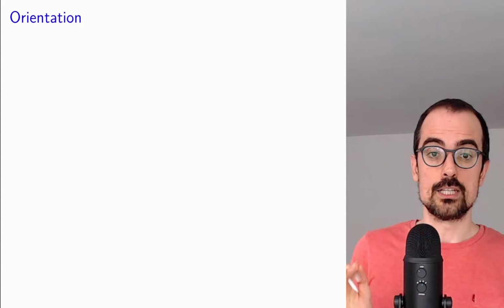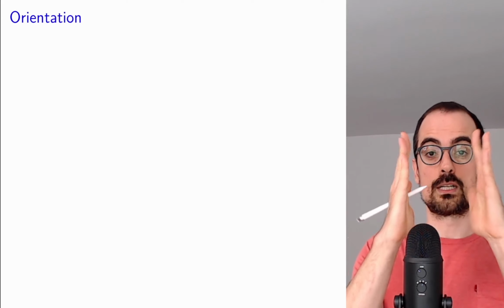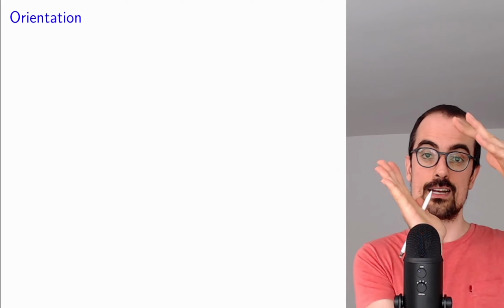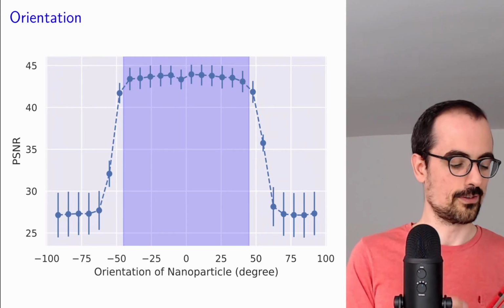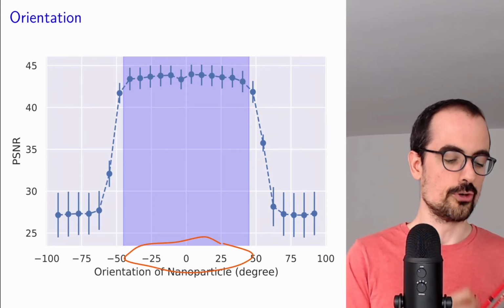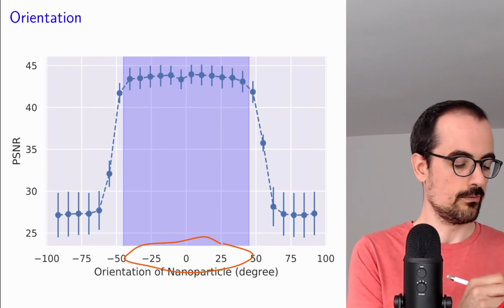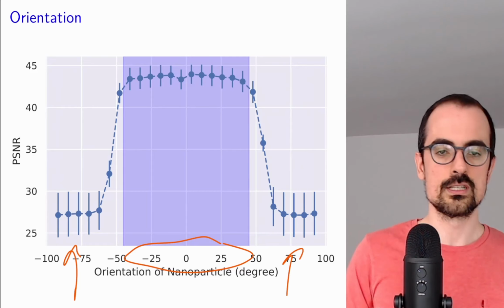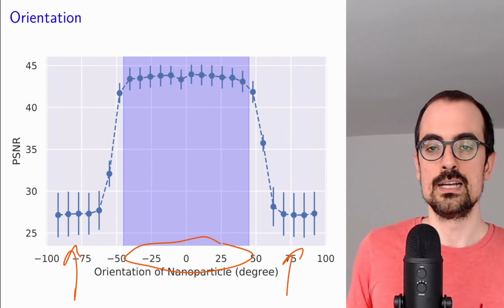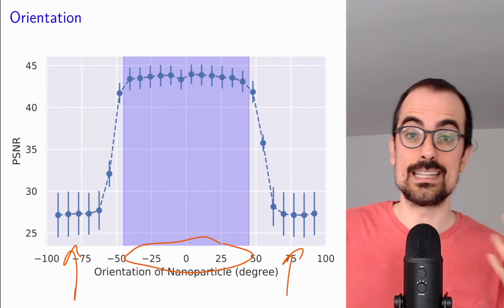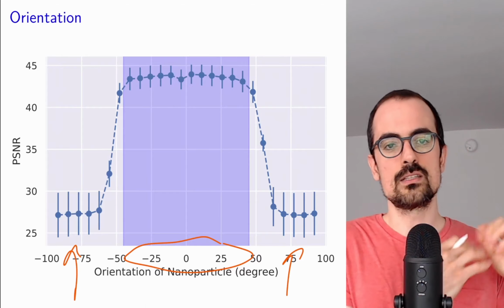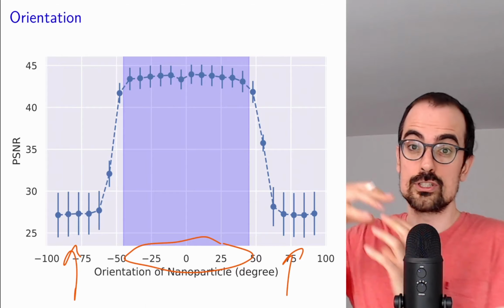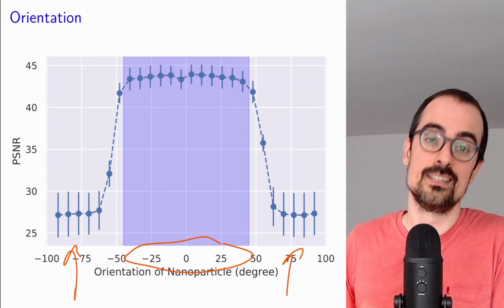Same thing with orientation, right? If we just show it nanoparticles that are like this, and then suddenly the nanoparticles start being like that, it doesn't like it. These are different orientations than it saw during training. If we show it very different orientations, suddenly it starts failing. And that's the problem of a highly adaptive, flexible nonlinear model that is trained in a data-driven way. If it encounters completely different types of data, it's going to fail.